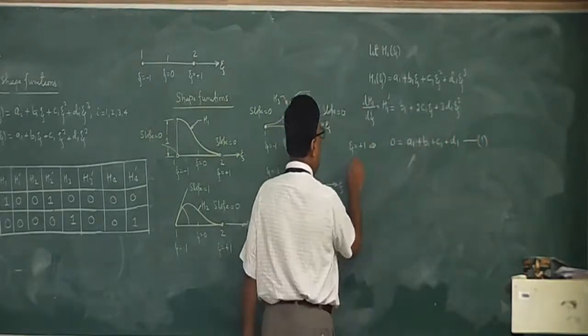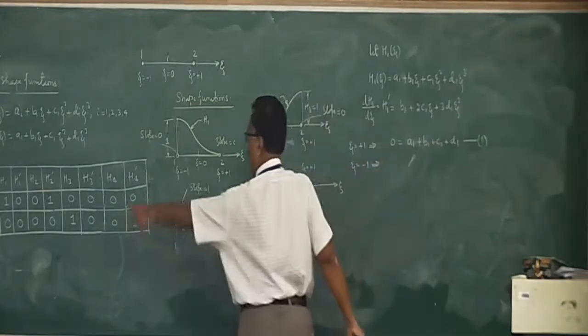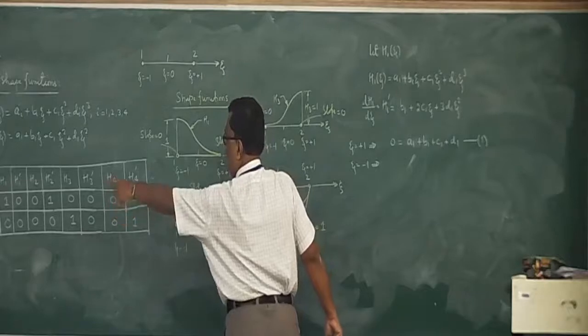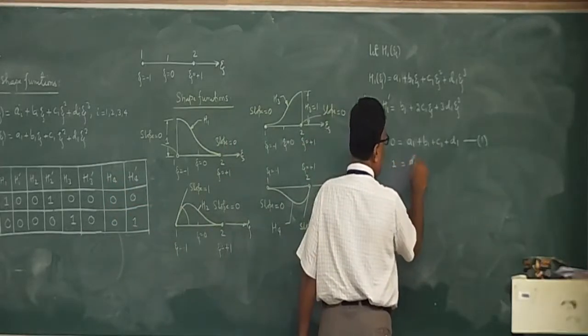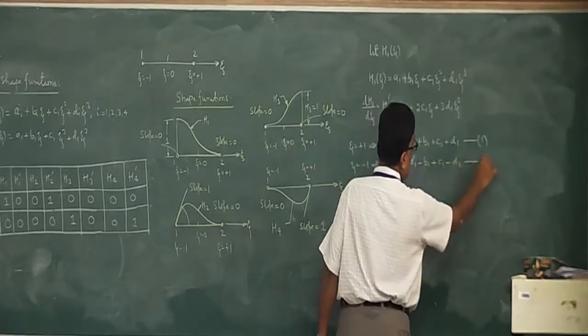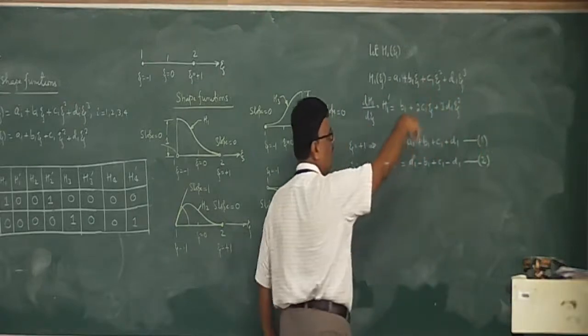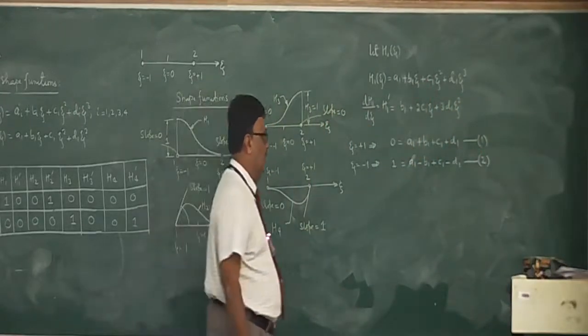When you put the value of zeta equal to -1 in this equation, what will happen? When you put zeta equal to -1, H1 is 1. So therefore, this is 1 equal to A1 minus B1 plus C1 minus D1. Because when I put -1 cube, it is going to be -1 only. So this is what we will get.